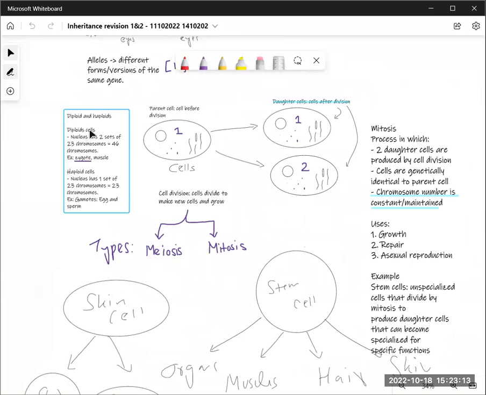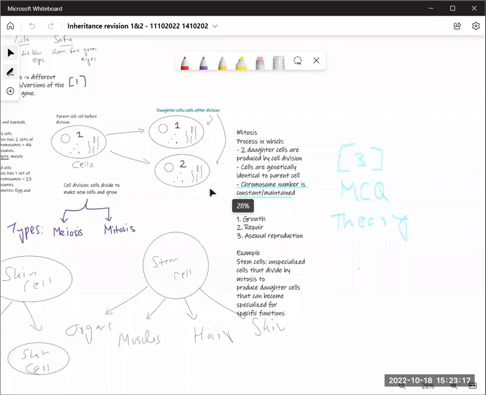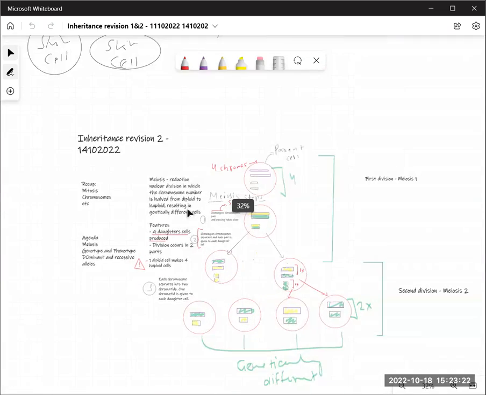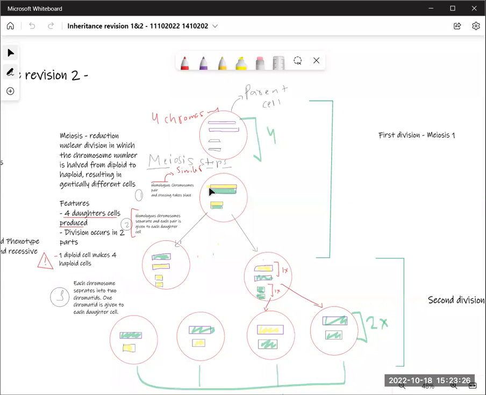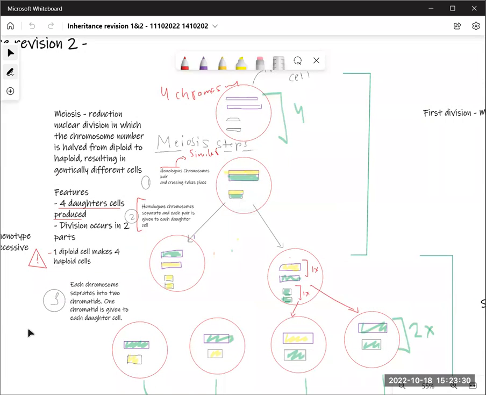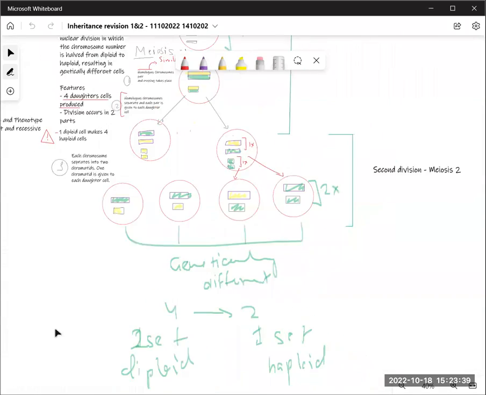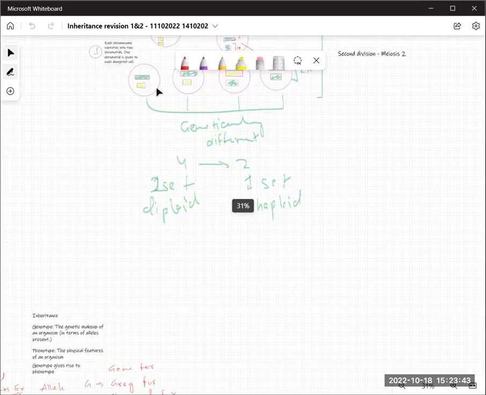After that, we looked at what diploids and haploids are. We looked at what is mitosis, and we looked at what is meiosis. Meiosis is basically reductional division, which makes 4 daughter cells, going from diploid to haploid. One diploid cell makes 4 haploid cells. That's meiosis. There are 2 parts to this: first division, second division. We won't do that much of that today.